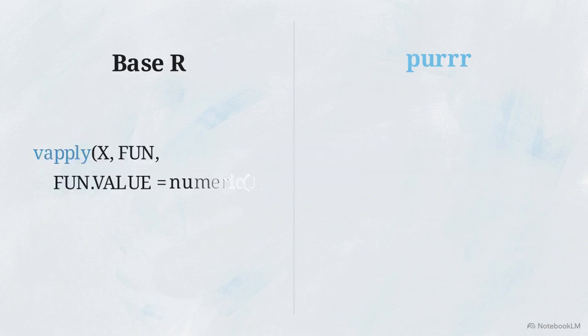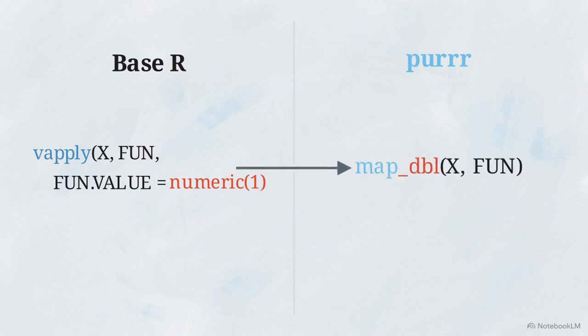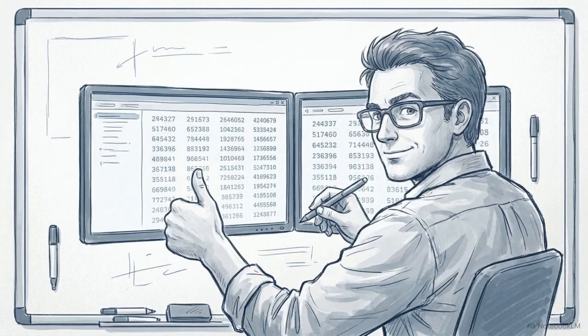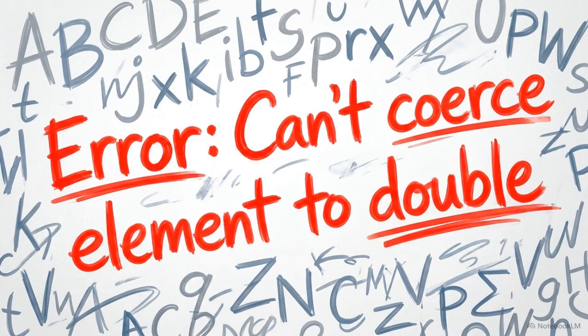But purrr improves on vapply by baking the strict output type directly into the function name. Instead of writing out FUN.VALUE = numeric(1), you just use map_dbl. For text strings, you use map_chr. You state your required output type right in the function call. Anyone reading the code knows exactly what type of data is being returned, and unexpected data types are immediately rejected.